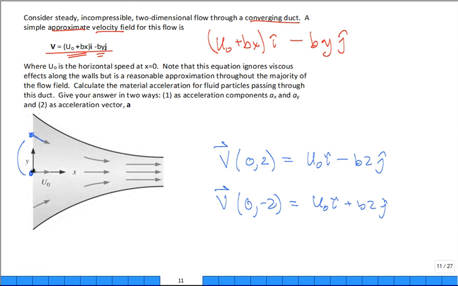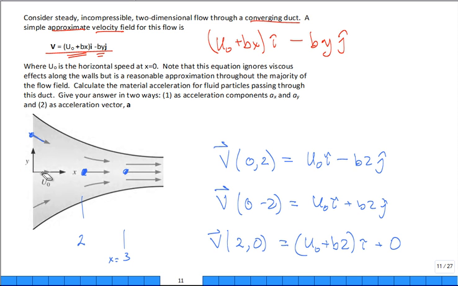All right. Now let's do one other thing. Let's take a look at this location versus this location versus this location. Let's say that location is, I don't know, x equal to 2, and maybe this location is x equal to 3. What does the speed look like at the location 2, 0? It's along the center line, so y is equal to 0. What does it look like? It looks like U naught plus 2B i, plus 0. If B is positive, guess what? It increased.